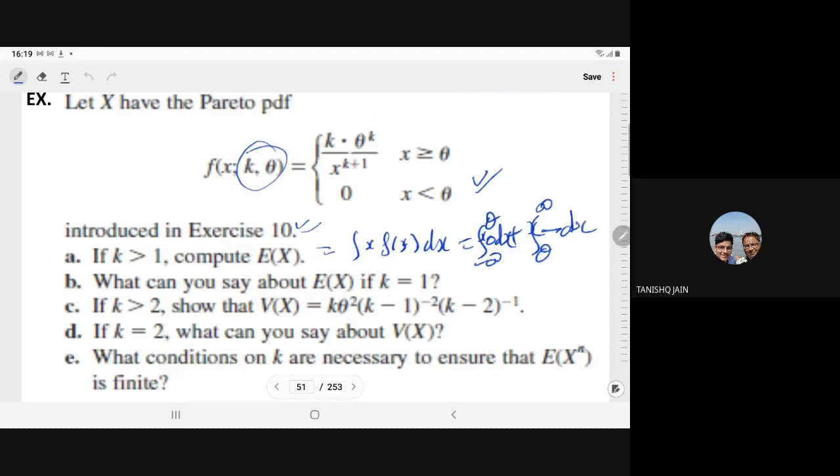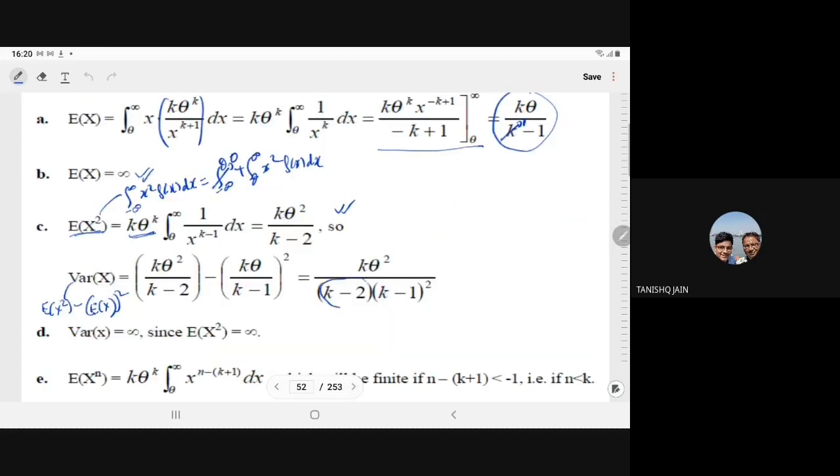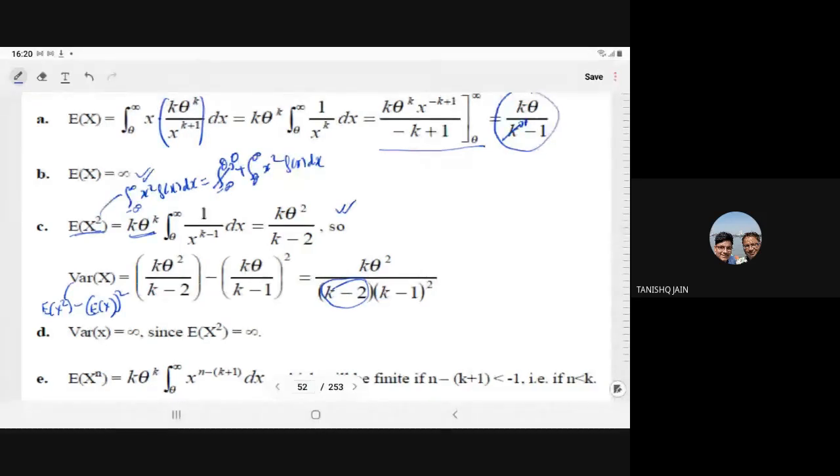Now, in the D part, if k is equal to 2, what can you say about the variance of x? Because k minus 2 is in the denominator, at k equal to 2 it will become infinity.